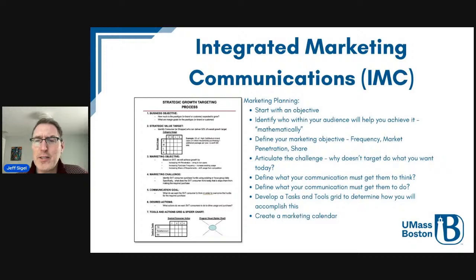So that leads us into the next part, which is the communication goal. The communication goal is to define what it is that your communication must get this group of consumers to think. And in this case, I want them to think that Oreos are a great way to get my kids to drink milk. That's what I'm trying to get them to think. And then I need to define what it is that my communication needs to get them to do. And this is the desired action.